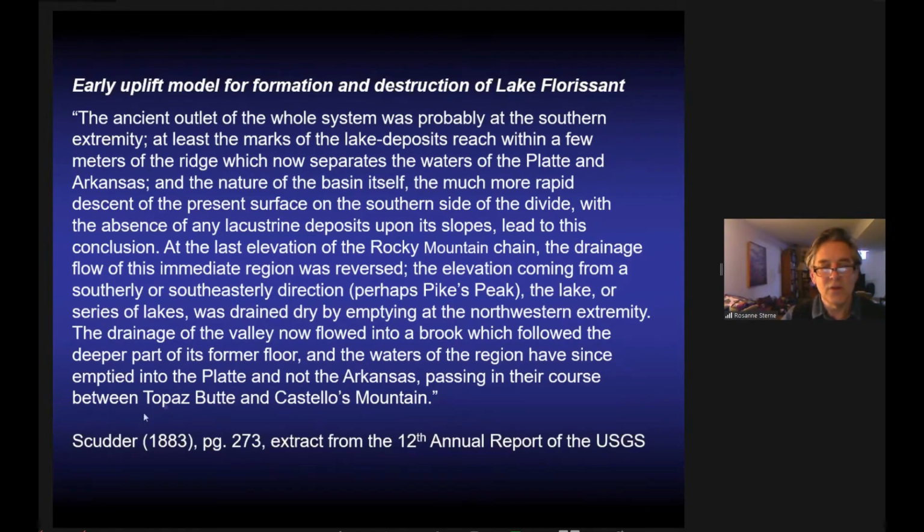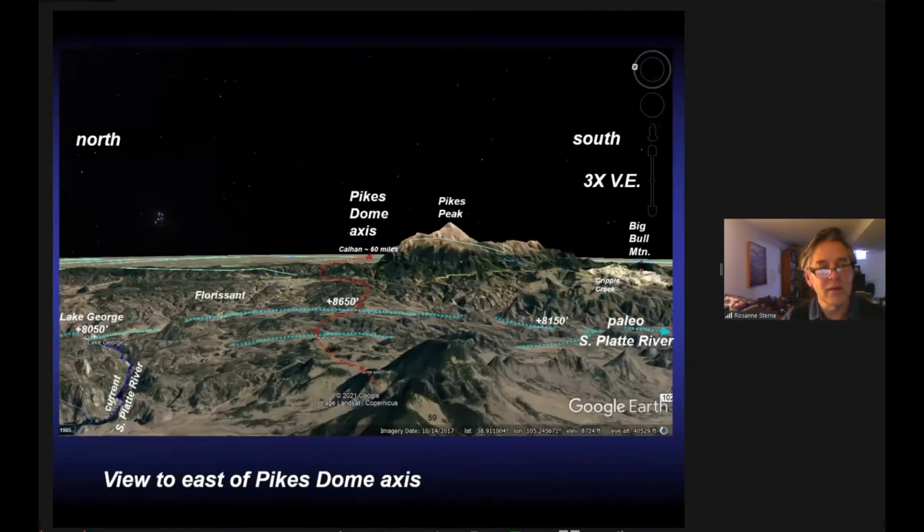And here's a Google Earth view. We can look to the north up to Lake George, where this valley would be at an elevation of 8,050 feet. We can come through Florescent and south of Florescent to the current drainage divide at 8,650. And then once we cross that, we drop down to 8,150. Here's Pikes Peak. The red line is the axis of Pikes Dome, and it looks like it meanders all over the place, but we're looking all the way 60 miles out to Calhan, which is right here.